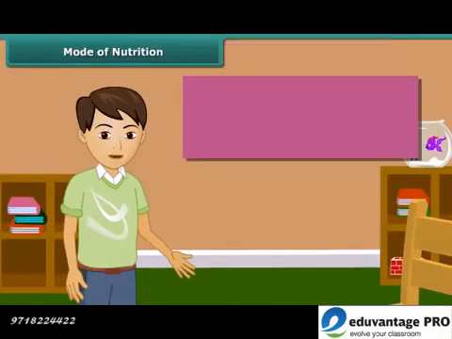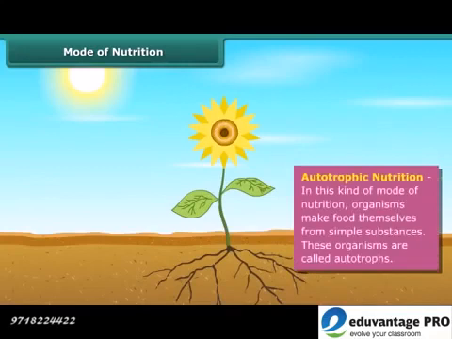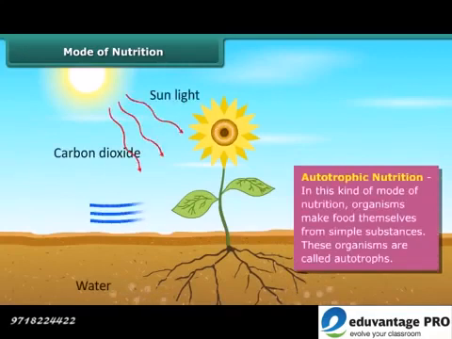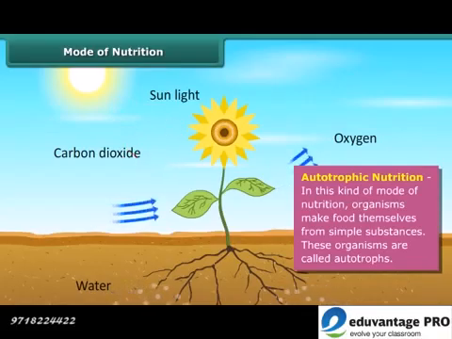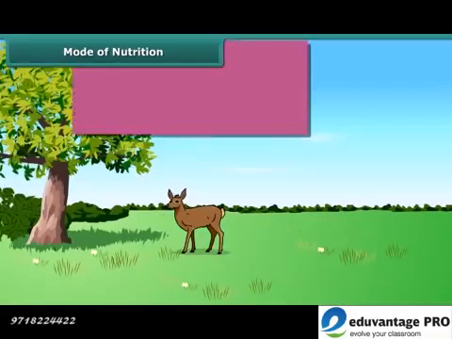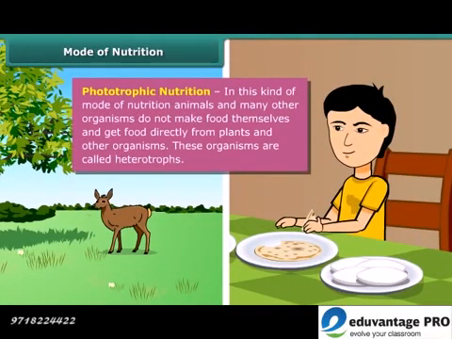Dear friends, now let's know about the mode of nutrition. There are two types of nutrition modes: autotrophic nutrition and heterotrophic nutrition. But what are they? The mode of nutrition in which organisms make food themselves from simple substances is called autotrophic nutrition, and these organisms are called autotrophs. Green plants are examples of autotrophs. The mode of nutrition in which animals and many other organisms take in ready-made food prepared by the plants is called heterotrophic, and these organisms are called heterotrophs. Human, lion, tiger, etc. are examples of heterotrophs.